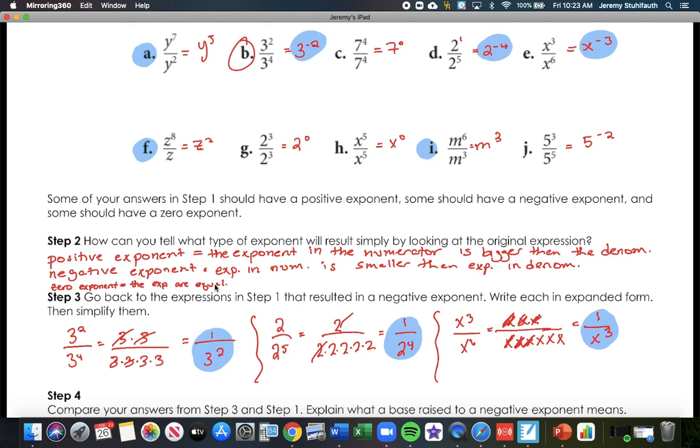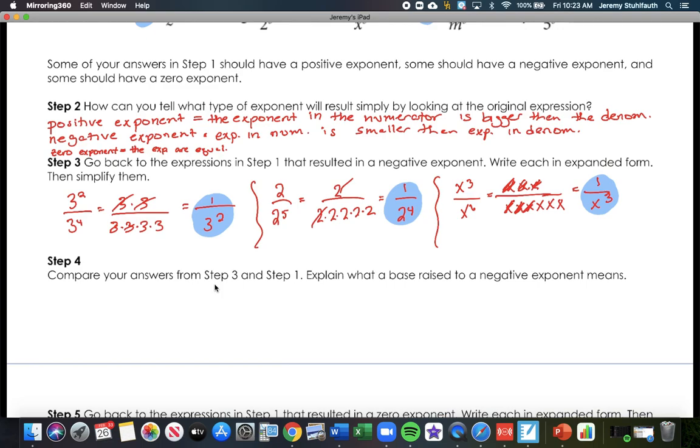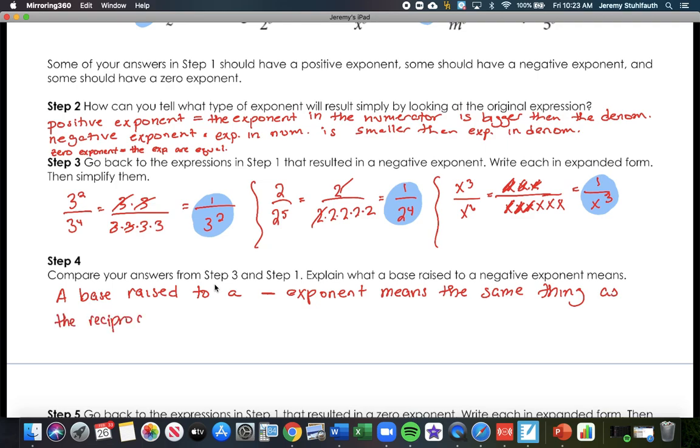Well, we could say that it appears that a base raised to a negative exponent, I'm going to abbreviate the word negative with a minus sign, means the same thing as the reciprocal of the base raised to the same exponent with a positive sign.